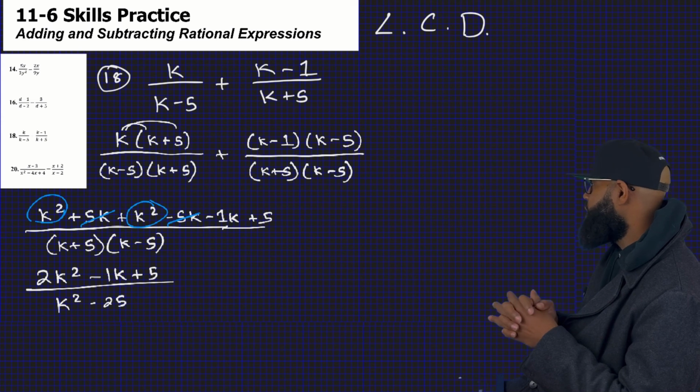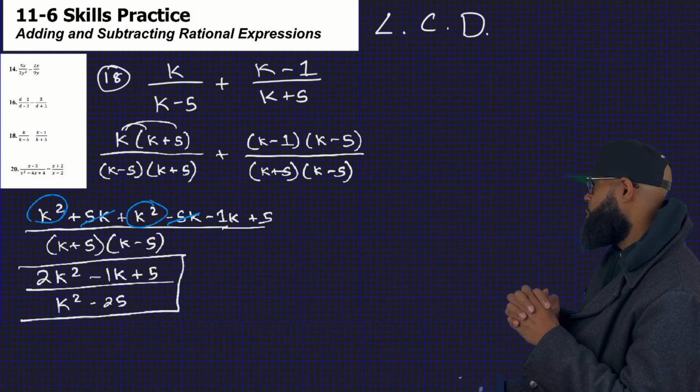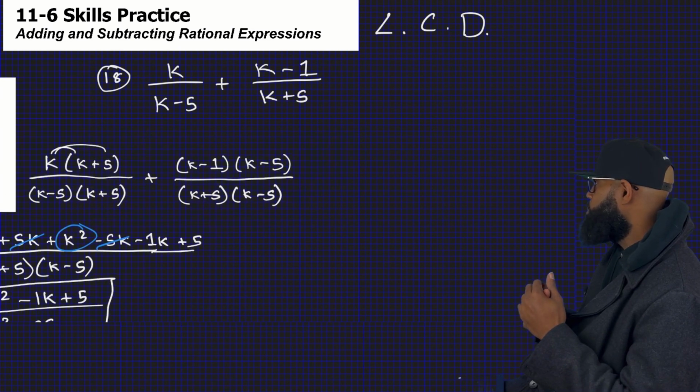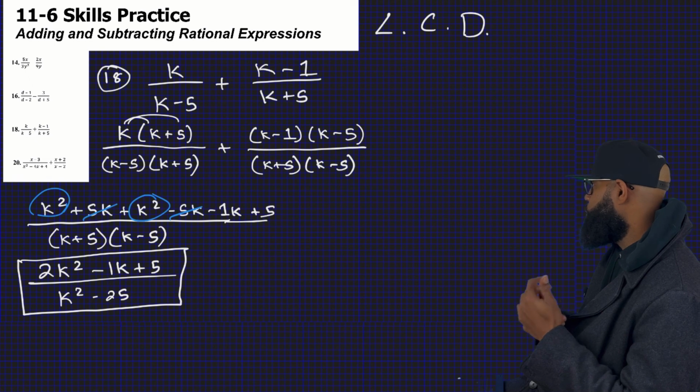And again, guys, if I could simplify that numerator to get a binomial, maybe I can simplify further. But right now, I see the denominator k squared minus 25, and I'm happy with what I've got there for number 18. All right, so 16 and 14, I think we've got time for a little bit more.